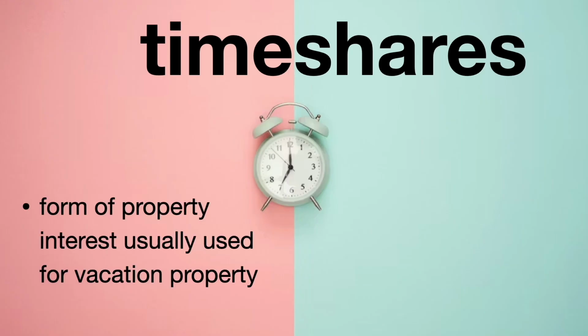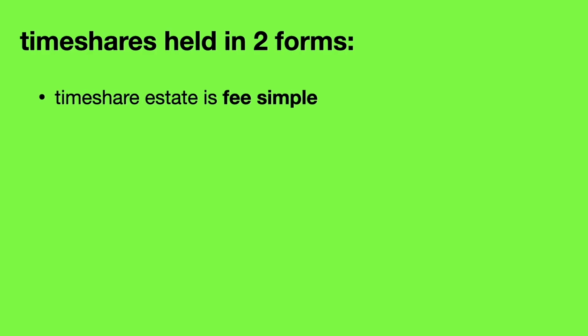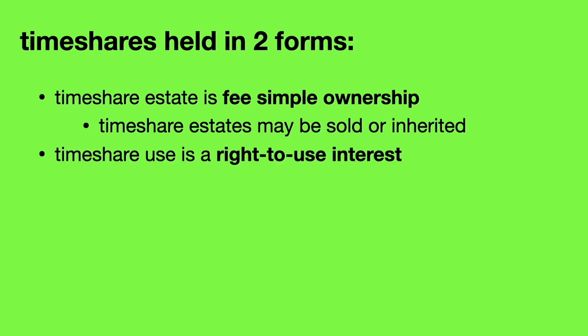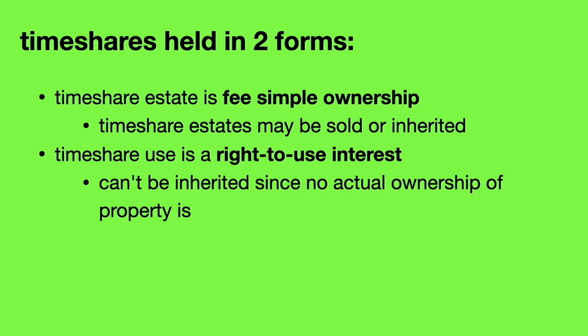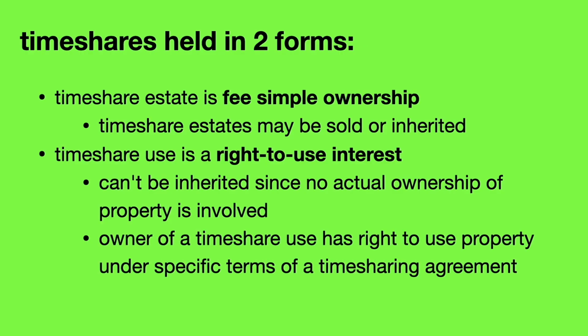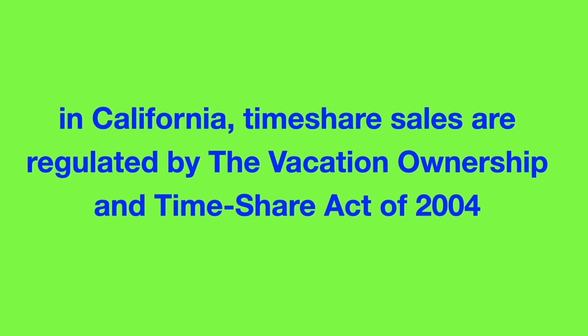Timeshares. A timeshare is a form of property interest, usually used for vacation property. Each co-owner has the right to use a specific portion of the property for a period of time. It can be held in 2 forms. A timeshare estate is fee simple ownership. Timeshare estates may be sold or inherited. A timeshare use is a right to use interest. Right to use timeshares can't be inherited since no actual ownership of the property is involved. The owner of a timeshare use has the right to use the property under the specific terms of a timesharing agreement. In California, timeshare sales are regulated by the Vacation Ownership and Timeshare Act of 2004.